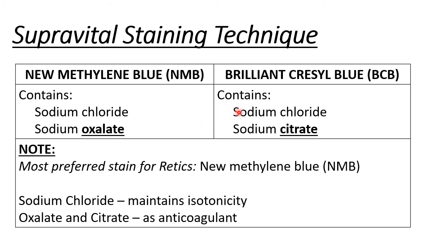Both of them contain sodium chloride, which maintains the isotonic environment of the blood specimen so that nothing shrinks, swells, or bursts. Okay, the RBC size is maintained. In contrast, the anticoagulants are different. The methylene blue contains sodium oxalate, while brilliant cresyl blue contains sodium citrate. So just remember the C of cresyl and the C in citrate, okay? So you won't be confused.